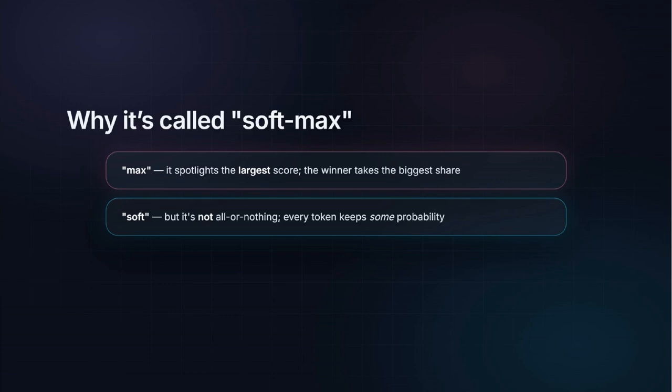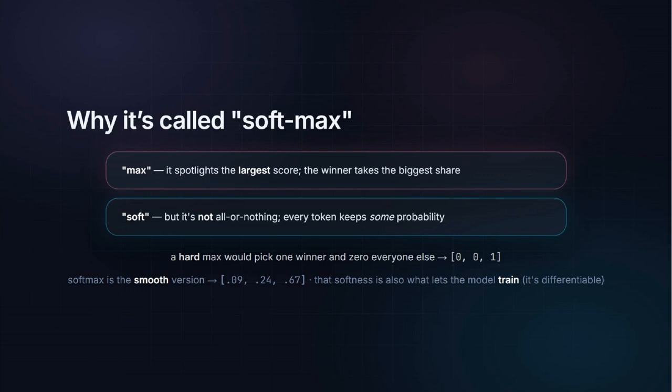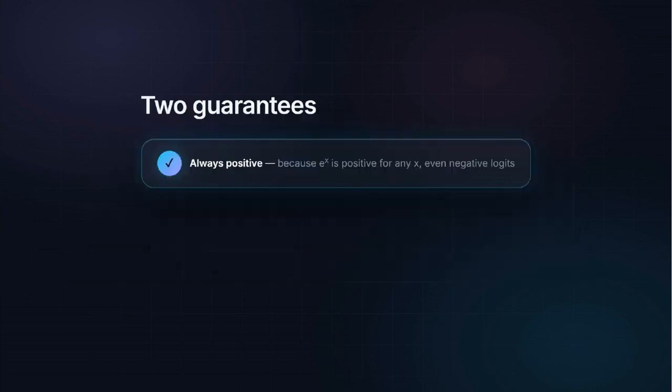Temperature is almost embarrassingly simple. It changes exactly one thing. Before Softmax runs, you divide every logit by the temperature, T. At T equals 1, you divide by 1, nothing changes. That's the default Softmax we just did. At T below 1, you divide by a small number, pushing the scores further apart. Softmax then makes the distribution sharper. At T above 1, you divide by a big number, squishing the scores together, and the distribution comes out flatter.